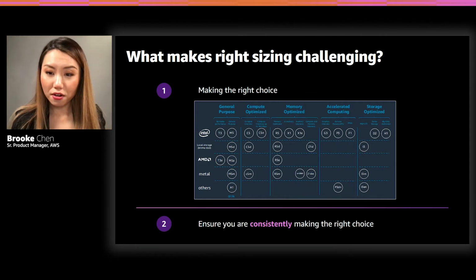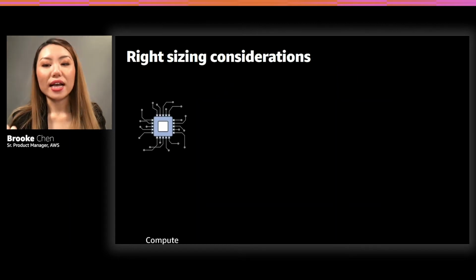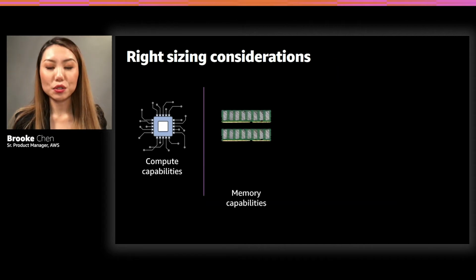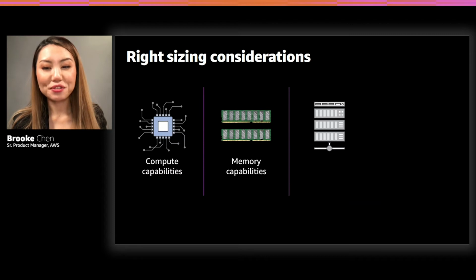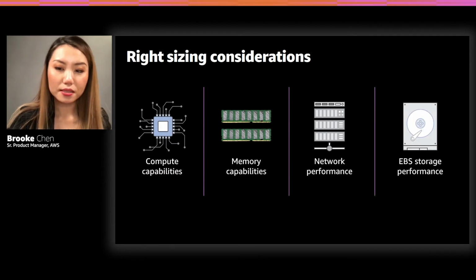Let me walk you through how you pick an EC2 instance. First things first, you want to look at the defining characteristics of your workloads through metrics such as CPU, memory, network usage, I/O, and throughput of your attached EBS volumes.